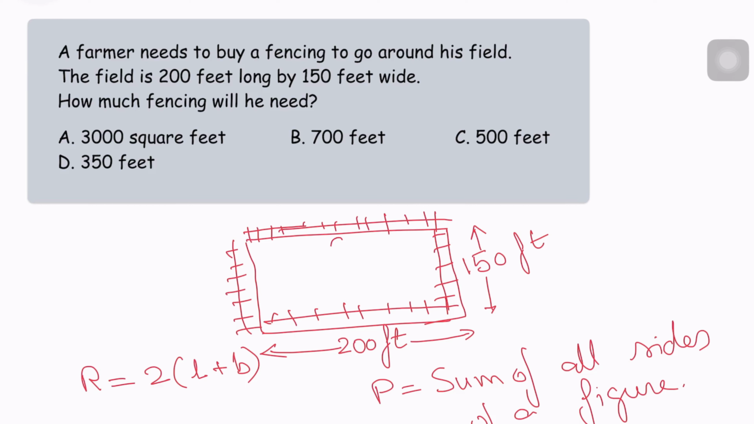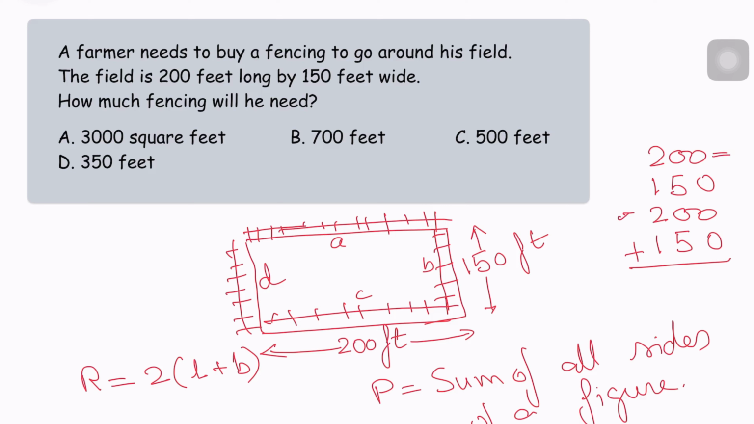Let's assume this is side A, this is side B, this is C, and this is D. So we will add. A is what? 200 feet. We will put 200. Then B is 150. Then again C is 200, and then D is 150. Okay, so this is the length. 2 times length we are adding, and 2 times breadth we are adding. So let's add 0, then 5 plus 5 is 10, 1 carry forward, 2 plus 1 is 3, 3 plus 2 is 5, plus 1 is 6, and 700.